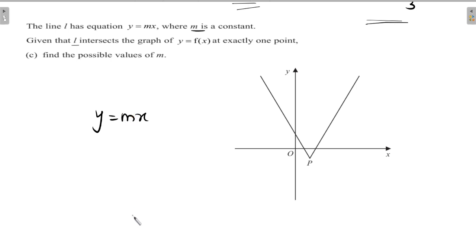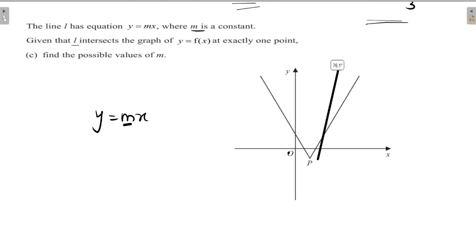M is the gradient of the line. The line meets exactly one point. If the line is meeting 2 points, the line is less steep. Here or here, the lines are meeting 2 points. But we have to find the possible gradient when the line meets exactly one point, which is steeper than this line. So if the line is crossing here more steeply, this line will cross only 1 point. Then here it is crossing 2 points.